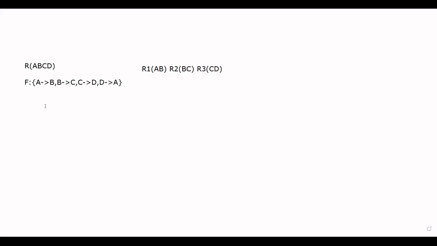Relation R(A, B, C, D). And here the functional dependencies are written: AB to C, and D to A. Okay, and R1 and R2 they have given: R1 is AD, and R2 is BCD. Let's go. Tell me whether it is dependency preserving or not.